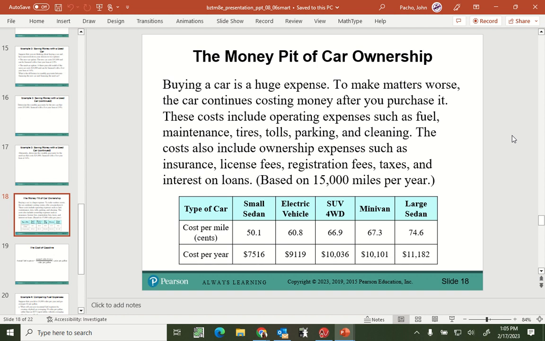An electric vehicle comes out to be over $9,000 per year. Yes, you're not paying for gas, but you're paying for other stuff. An SUV, four-wheel drive, is over $10,000 a year. A minivan is also about $10,000 a year.